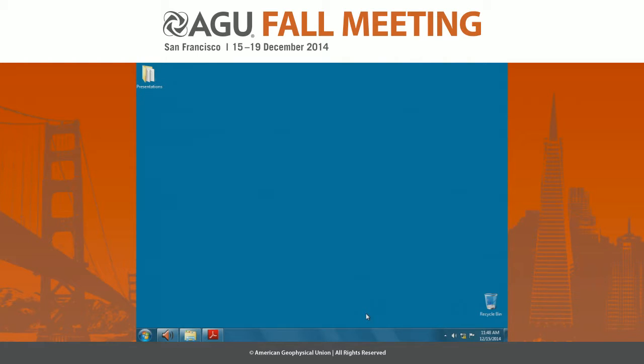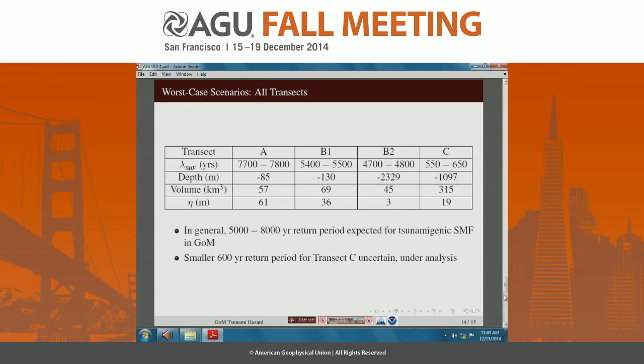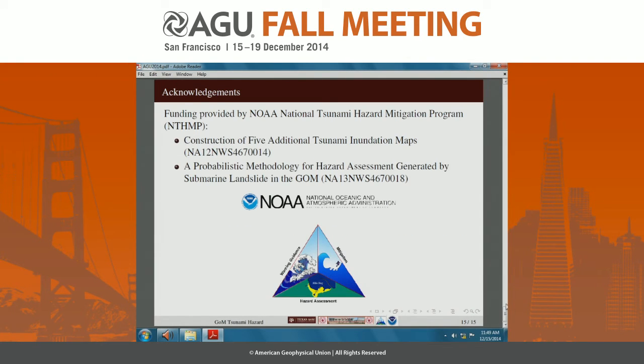Yes. Are those three variables statistically independent? The three variables, area, volume, and length. Volume and area? Well, we see that they are very well correlated, so there is some possibility that they are not statistically independent, and that's why we implement the correlation for each of those. Does that answer you?